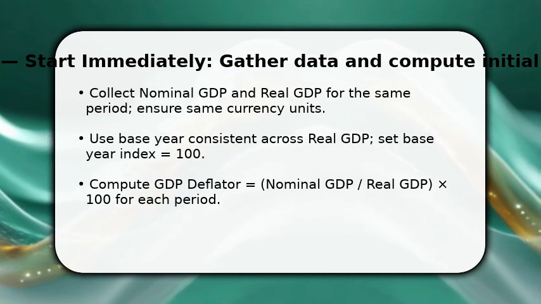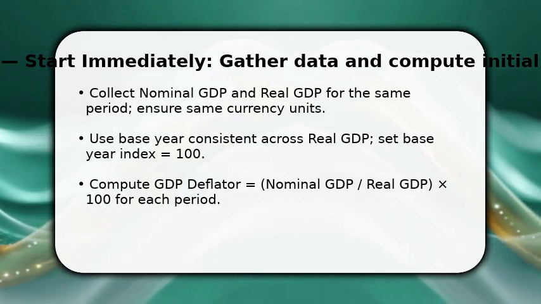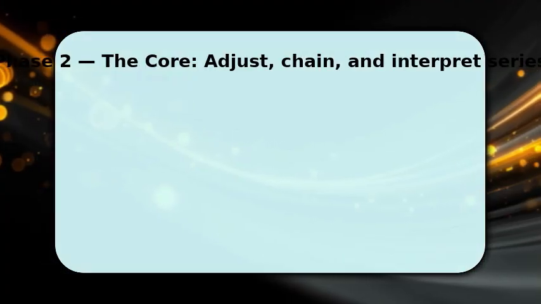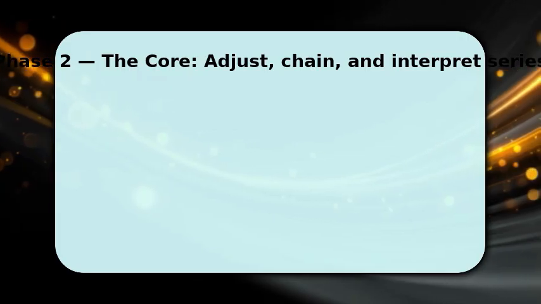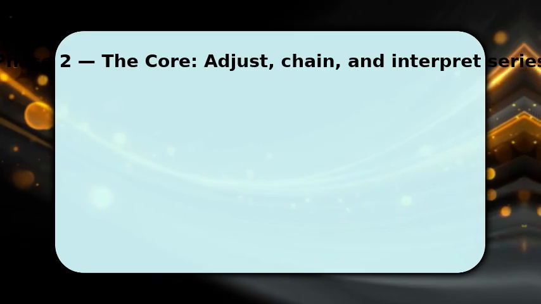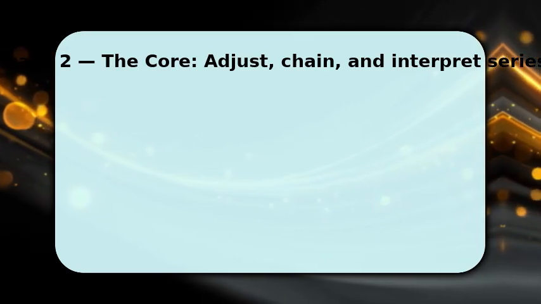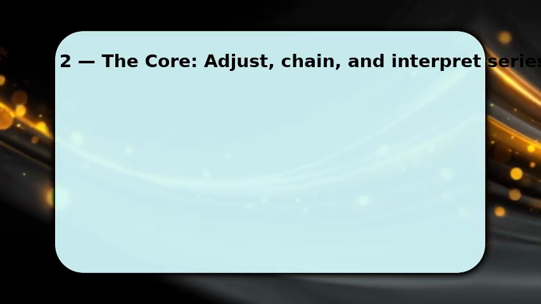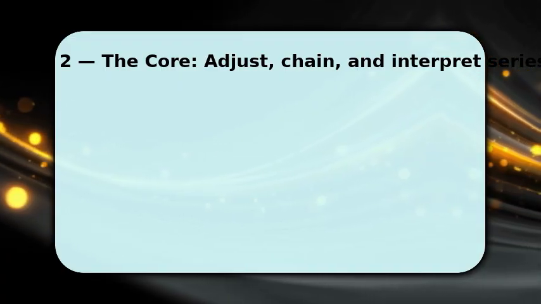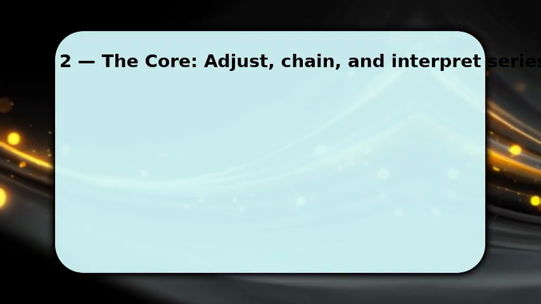Make sure units match, because inconsistent units distort the deflator immediately. Now, chain and adjust series when you compare many periods. Rebase or chain link so base year shifts do not mislead. Once done, convert deflator changes into an inflation rate by taking the ratio of consecutive deflators minus 1, then express as a percent. That gives period-to-period inflation.